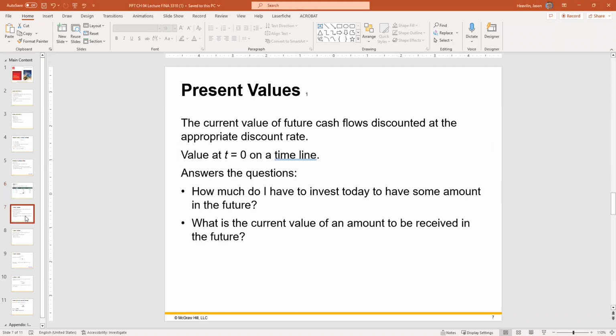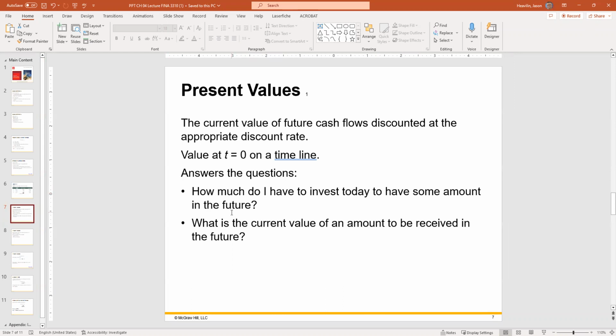Now let's move on to present value. It is the current value of future cash flows. As we mentioned, money in the future is going to be worth less than money today. Now, what kind of questions can you answer? What can you find out? The first one is a good example here. How much do I have to invest today to have some amount in the future?